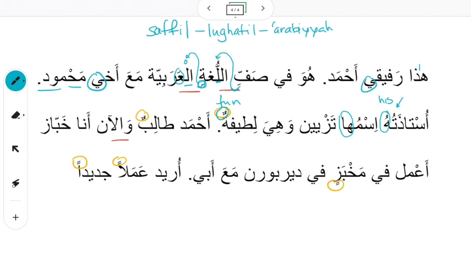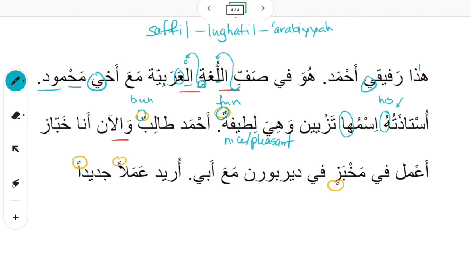وهي, and she, لطيفة. Now you have ta مربوطة. It has ضمتين. تن. لطيفة. أستاذته اسمها تزيين وهي لطيفة. So his teacher, his professor, her name is Tazeen, and she is Latifa, is nice or pleasant. Shukran.